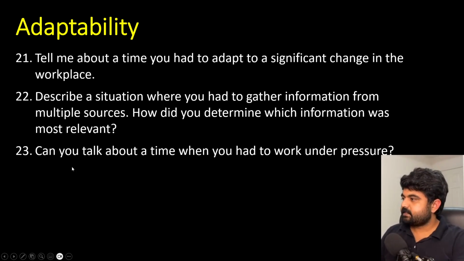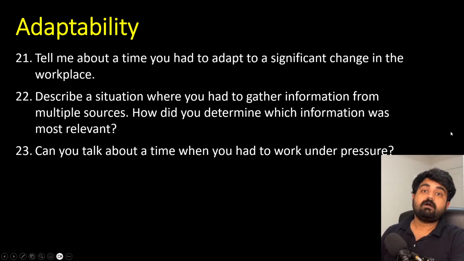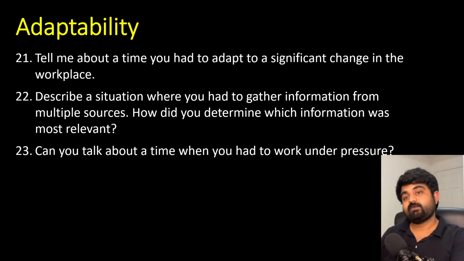Okay, next is, can you talk about a time when you had to work under pressure? The question is trying to define whether you can work under pressure or you break under pressure. And number two, if you are under pressure, does it cloud your judgment, or can you still function the way you were? Plus, being under pressure doesn't mean that you should always stay under pressure. How do you calm yourself down? How do you calm the stakeholders down? So these can be the follow-up questions.